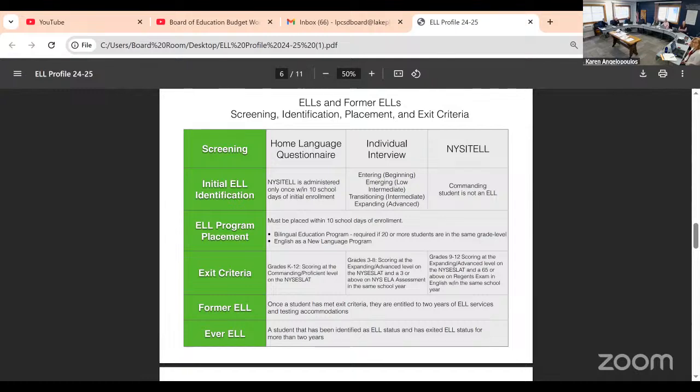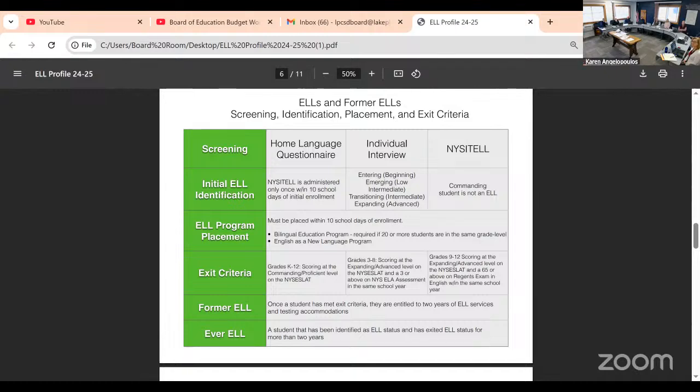We do not offer a bilingual education program. What we offer is an English as a new language program. A bilingual education program would mean we would have classes that are in their native language, as well as classes that are English speaking. So we don't need to have that because we don't meet the criteria to have that right now. But we do provide the English as a new language program here in our district. And we meet with every family to explain that difference to them.